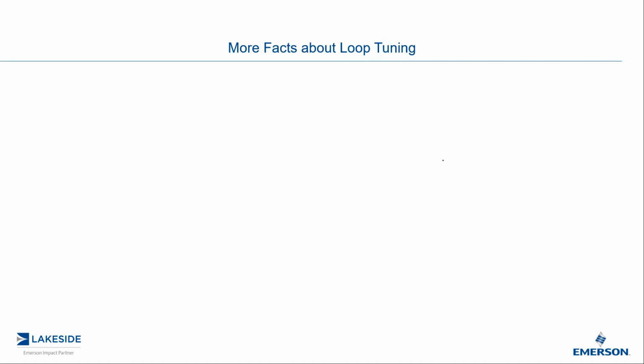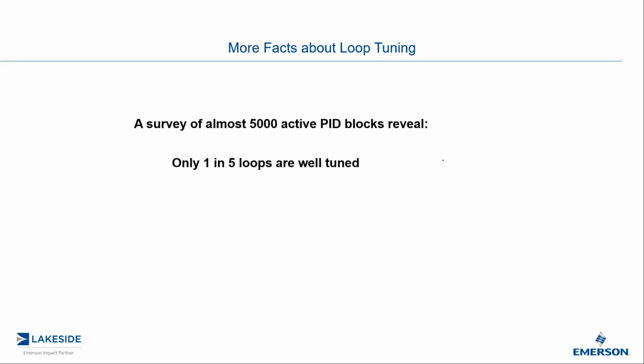So, more facts about loop tuning. Now, as I mentioned before, I've developed a Lakeside tuning index where I've actually examined almost up to 5,000 PID blocks, and 1 in 5 loops I have characterized. So I look at all the tuning, and based on the type of control loop, I will characterize it as suspect, questionable, or good tuning.